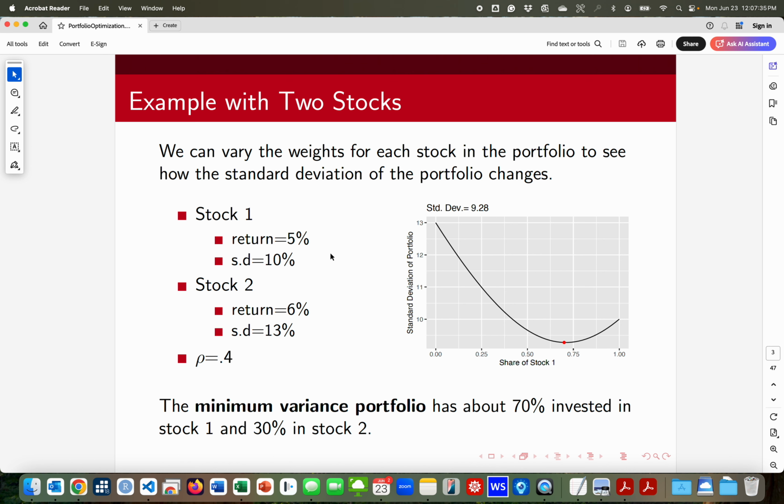And that's the beauty of diversifying or building portfolios: we can't eliminate risk, but we can minimize our risk by building a portfolio appropriately. So this is what we call the minimum variance portfolio. That's the combination of stock 1 and stock 2 that gives the lowest possible standard deviation.